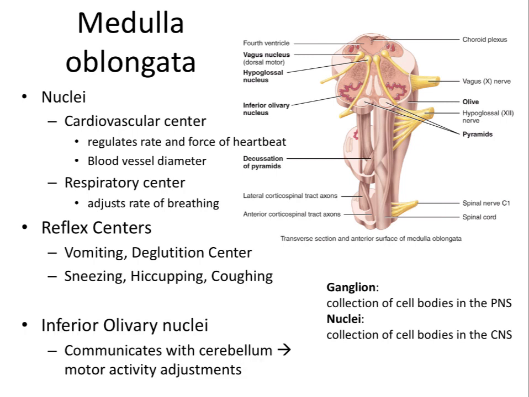On the lateral sides of the medulla are two swellings called olives, one on each side. The inferior olivary nucleus is inside the olive, and these areas receive input from the cerebral cortex, the red nucleus, and the spinal cord. These areas route this information to the cerebellum and help make adjustments to motor activity.